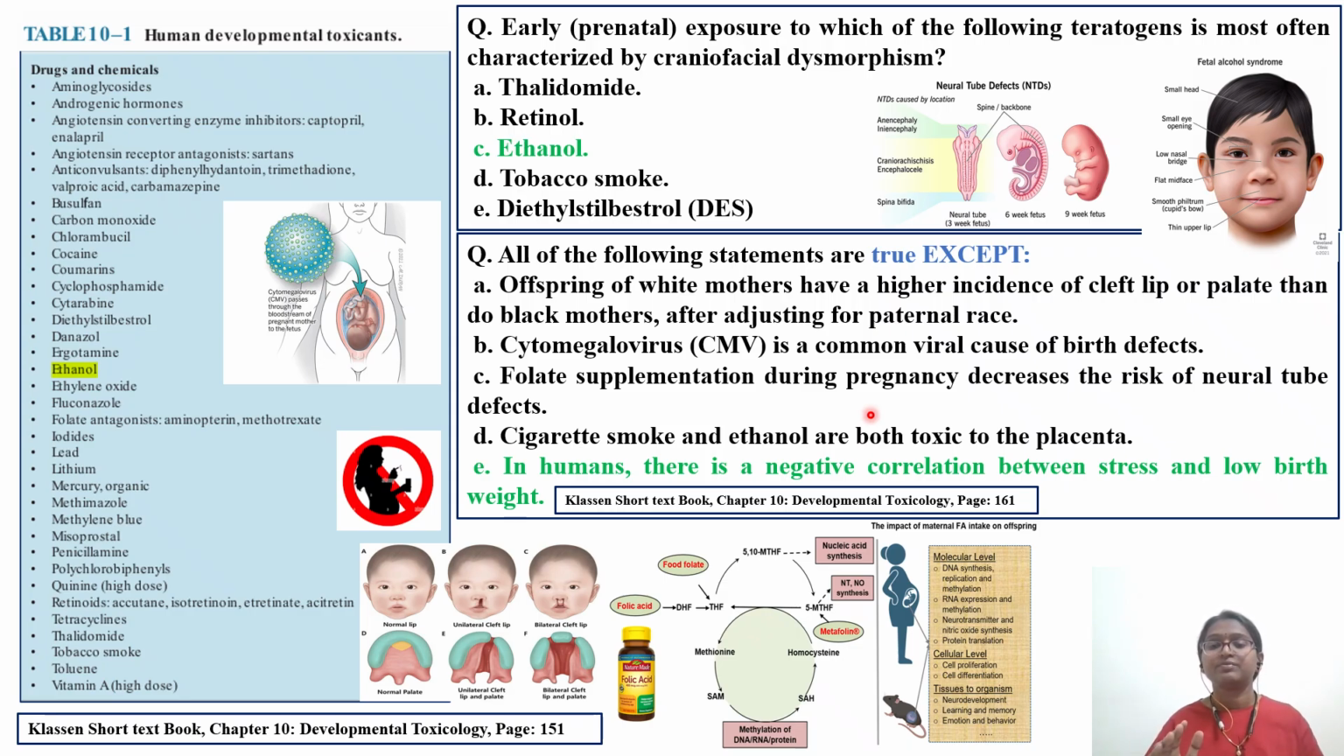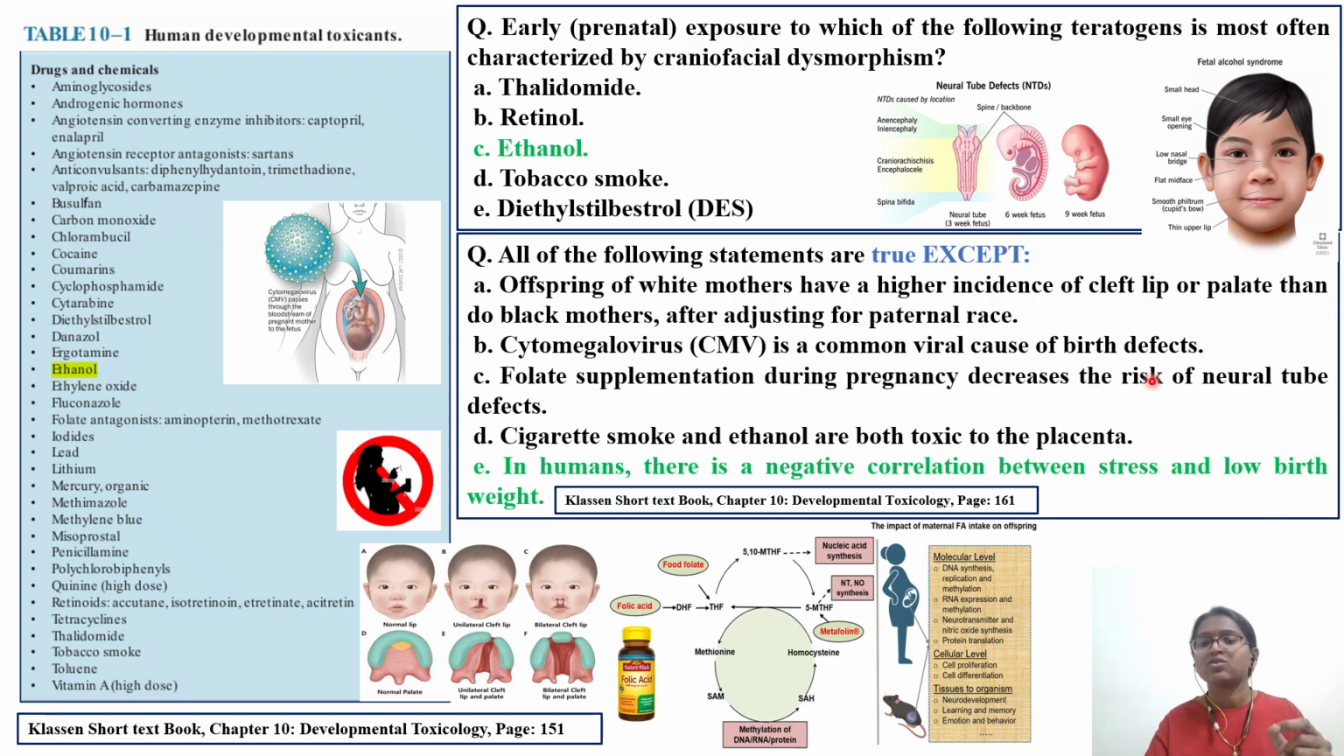So this particular statement is not right. Pause here. Try to read about the other options also, which are all true. Offspring of white mothers have a higher incidence of cleft lip or palate than those of black mothers, after adjusting for paternal race. This is a proven thing. You can go back and check in detail. What is the reason? You go back and check. Probably it is because of metabolism.